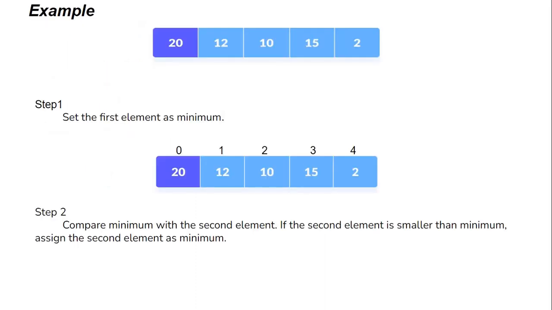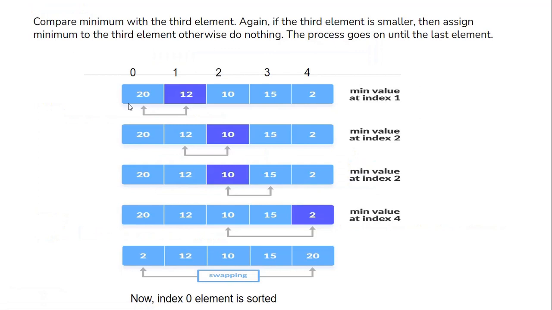Let's try to understand with the help of an example. This array is unsorted. Let's sort it with the help of selection sort. Step 1: Set the first element as minimum. Index 0 element is minimum. Step 2: Compare minimum with the second element. If the second element is smaller than minimum, assign the second element as minimum. Compare minimum with the third element. Again, if the third element is smaller, assign it as minimum, otherwise do nothing. This process goes on until the last element.